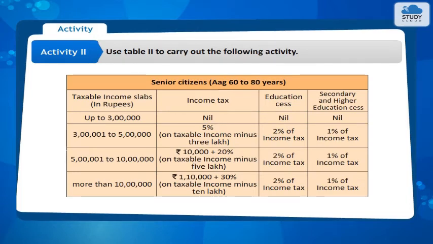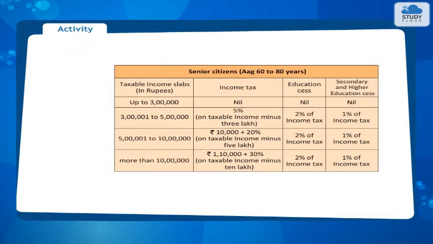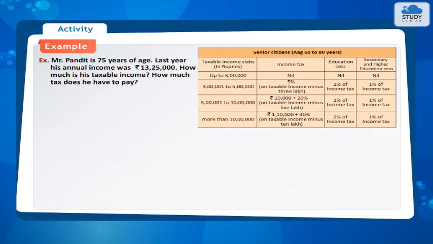Activity 2. Use Table 2 to carry out the following activity. Example: Mr. Pandit is 75 years of age. Last year, his annual income was 13,25,000 rupees. How much is his taxable income? How much tax does he have to pay?